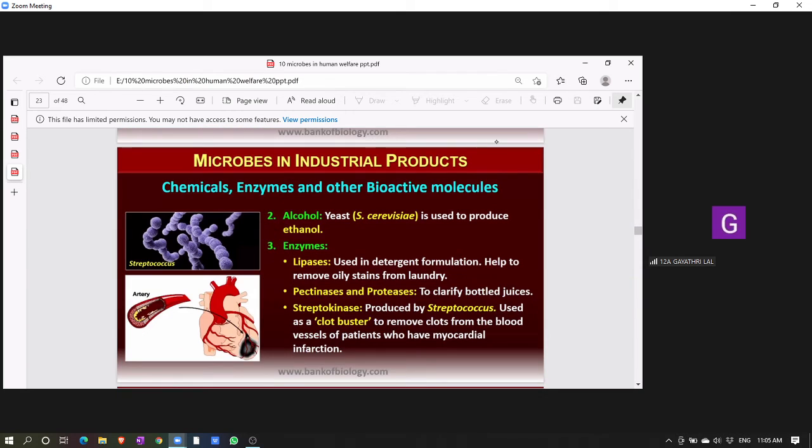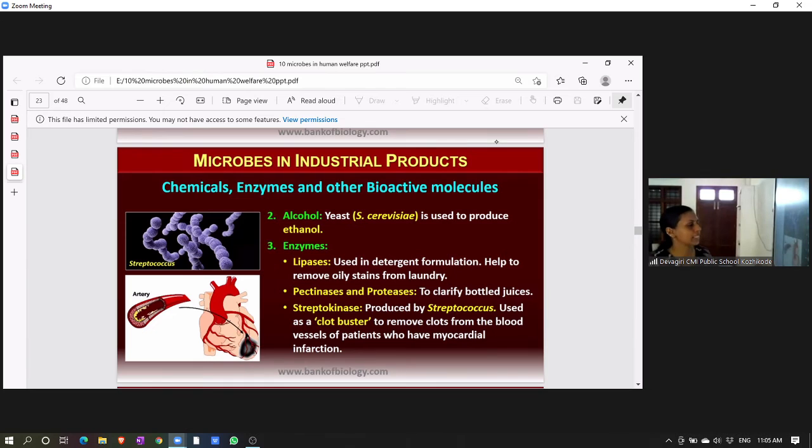Streptokinase produced by bacterium Streptococcus and modified by genetic engineering is used as a clot buster for removing clots from the blood vessels of patients who have undergone myocardial infarction leading to heart attack. So the next enzyme is streptokinase. You know all the enzyme names end with ase: lipase, protease, amylase. Streptokinase is an enzyme produced from Streptococcus bacterium.